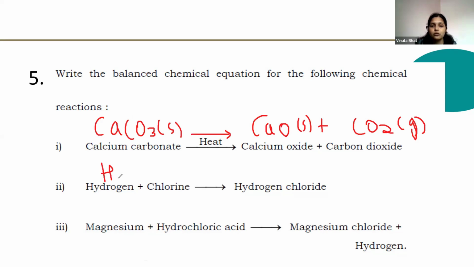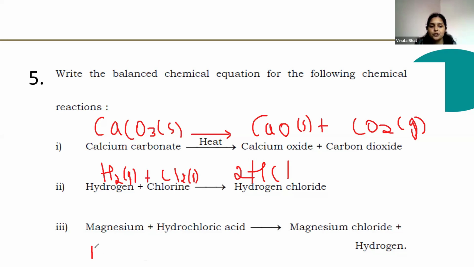Hydrogen H2 is a gas and chlorine Cl2 is also a gas. Hydrogen and chlorine form HCl. When they react, they form 2HCl. This is the balanced chemical equation.